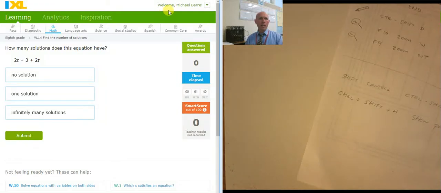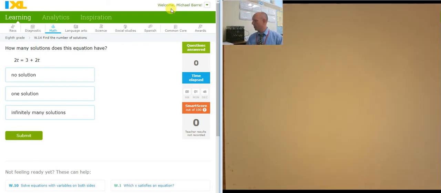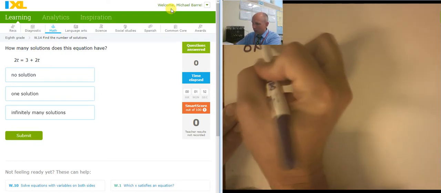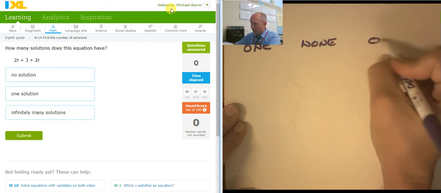Hey, it's Mr. Barr, and this IXL deals with, what is this? How many solutions does an equation have? So before we start, we know that we have the idea of one, none, or infinite.